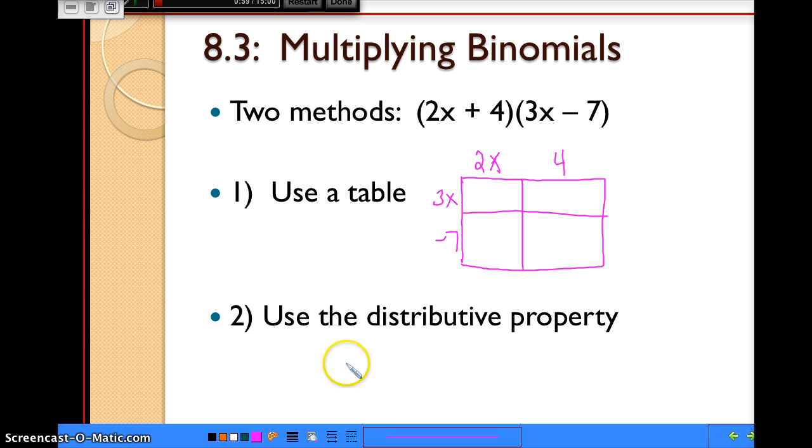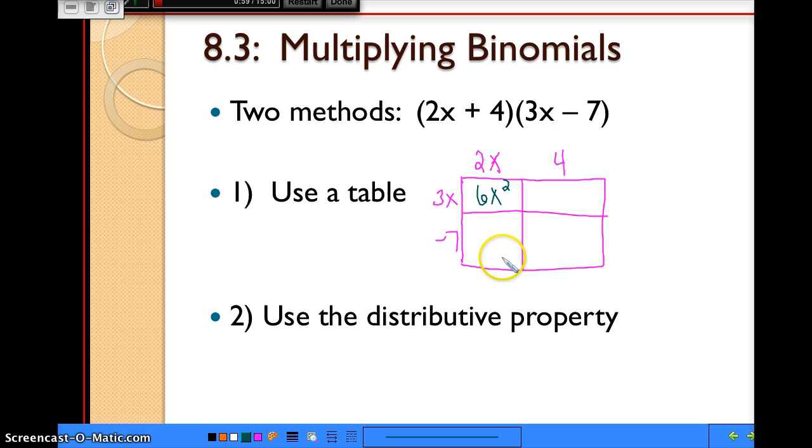Now what we're going to do is we're going to multiply to find each one of the areas of these smaller rectangles to make up the bigger one. And remember, the area of a rectangle is length times width. So 3x times 2x would be 6x squared. Don't forget to add exponents when you multiply.